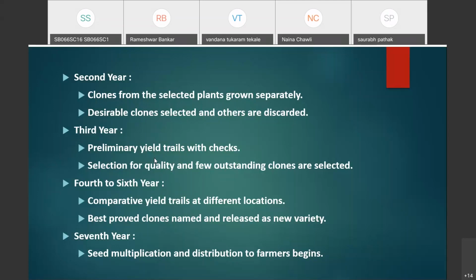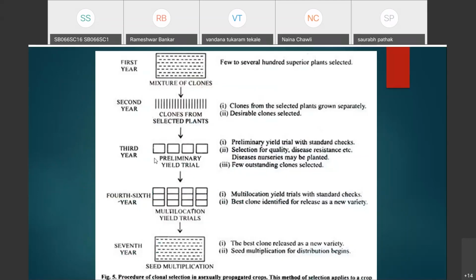Okay, these are the field techniques which are used to develop the new variety by using the clonal selection. Okay, then here, this is the photograph. Here you can see the procedure for clonal selection. That is, it is the mixed population of local variety from which the clones are selected. That is, it is the mixture of clones. Okay, a few to several hundred superior plants are selected. Then here in the second year, clones from the selected plants are grown separately, and from this, the desirable clones are selected.